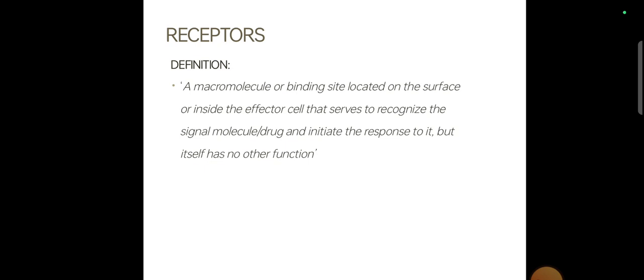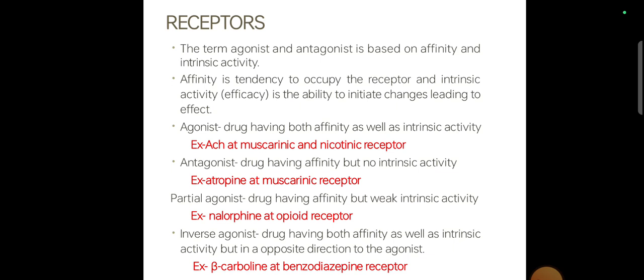Receptors. Receptors are macromolecules or binding sites located on the surface or inside the effector cell that serve to recognize the signal molecule or drug and initiate the response to it, but themselves have no other function. The terms agonist and antagonist are based on affinity and intrinsic activity. Affinity is the tendency to occupy the receptors, and intrinsic activity is the ability to initiate the changes leading to the effect. Agonist: a drug having both affinity as well as intrinsic activity, whereas antagonist: a drug having affinity but no intrinsic activity.